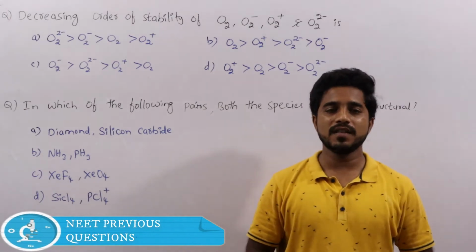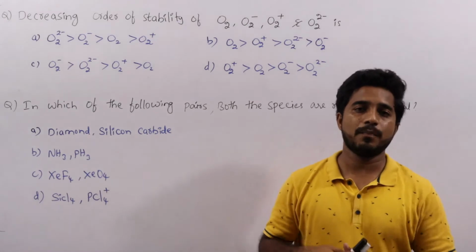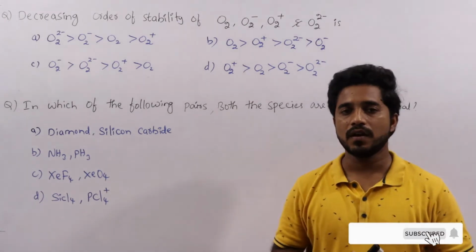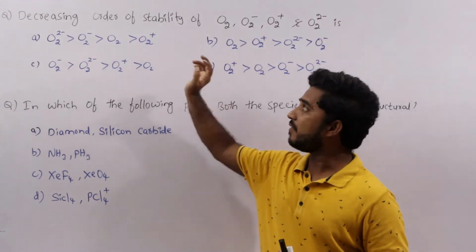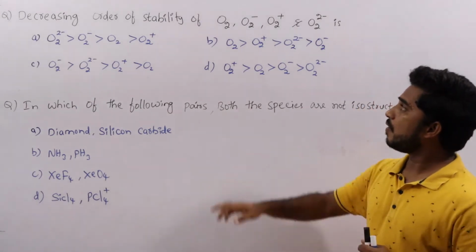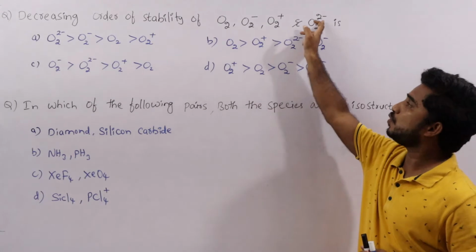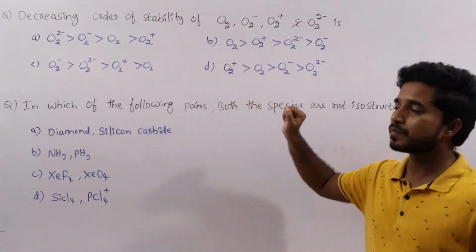In this class, I am going to explain some of the previous year questions of NEET. Okay, let us see the questions. Decreasing order of stability of O2, O2 minus, O2 plus and O2 2 minus. So they asked the decreasing order here.